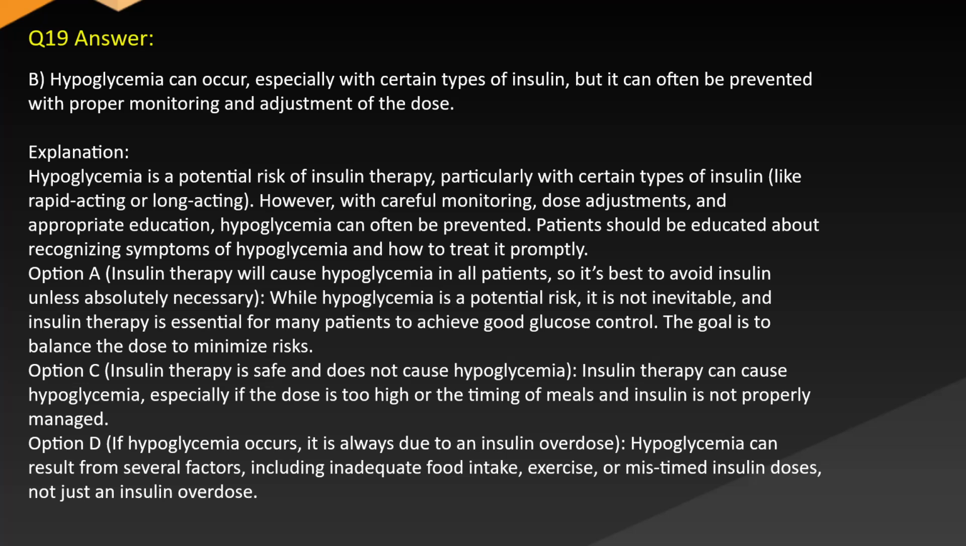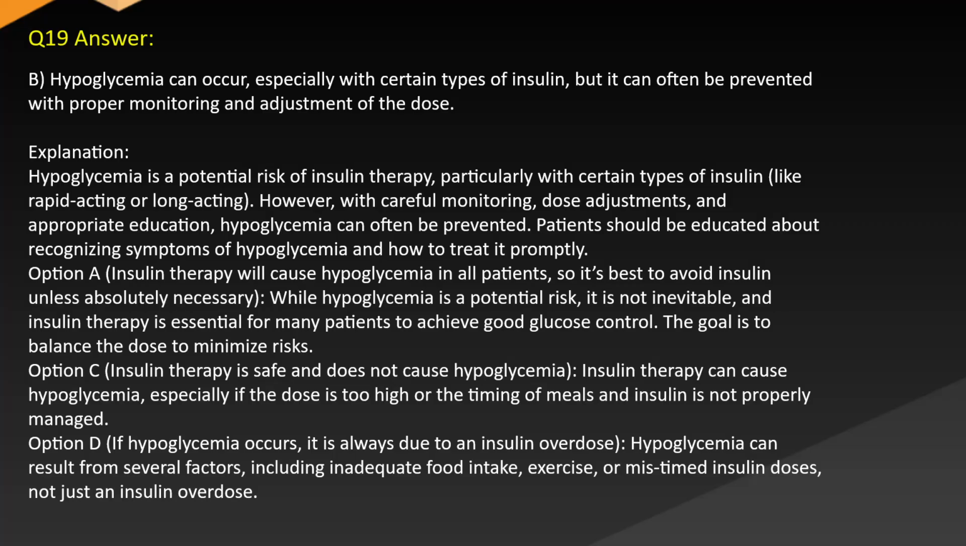Explanation. Hypoglycemia is a potential risk of insulin therapy, particularly with certain types of insulin like rapid-acting or long-acting. However, with careful monitoring, dose adjustments, and appropriate education, hypoglycemia can often be prevented. Patients should be educated about recognizing symptoms of hypoglycemia and how to treat it promptly. Option A, insulin therapy will cause hypoglycemia in all patients, so it's best to avoid insulin unless absolutely necessary. While hypoglycemia is a potential risk, it is not inevitable, and insulin therapy is essential for many patients to achieve good glucose control. The goal is to balance the dose to minimize risks.